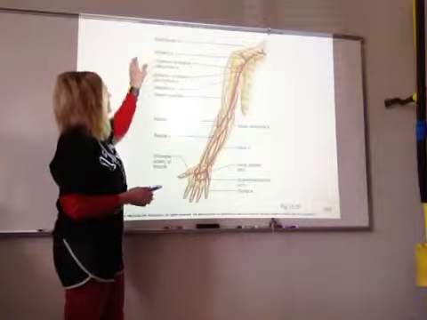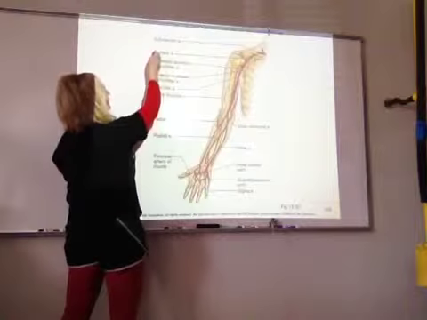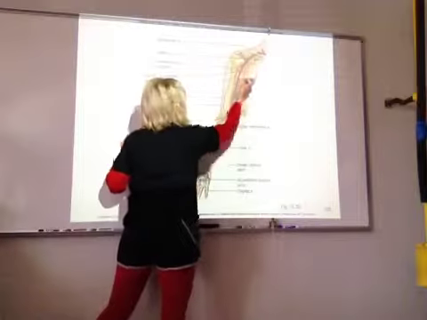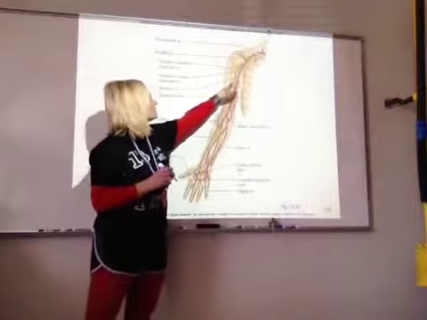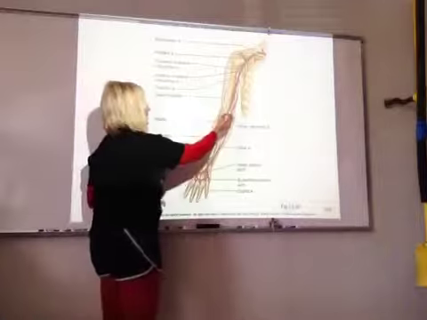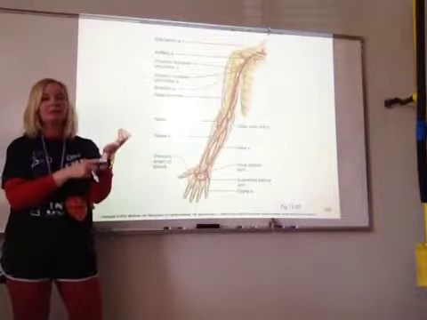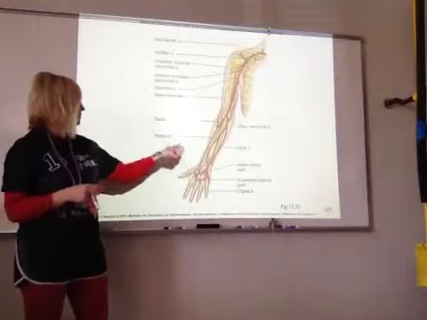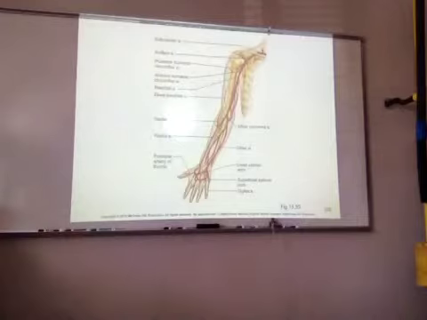So subclavian branches off. Axillary is where it kind of goes through the armpit region. Brachial is going to come down the arm, and then it's going to break off. And my ulnar artery is going to be on my pinky side, and my radial artery is going to be on my thumb side.